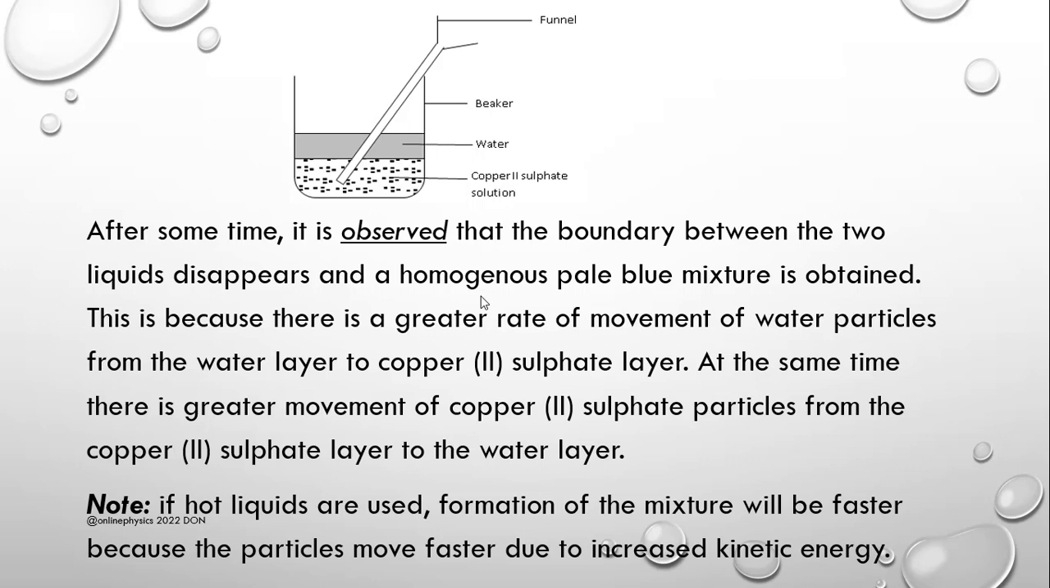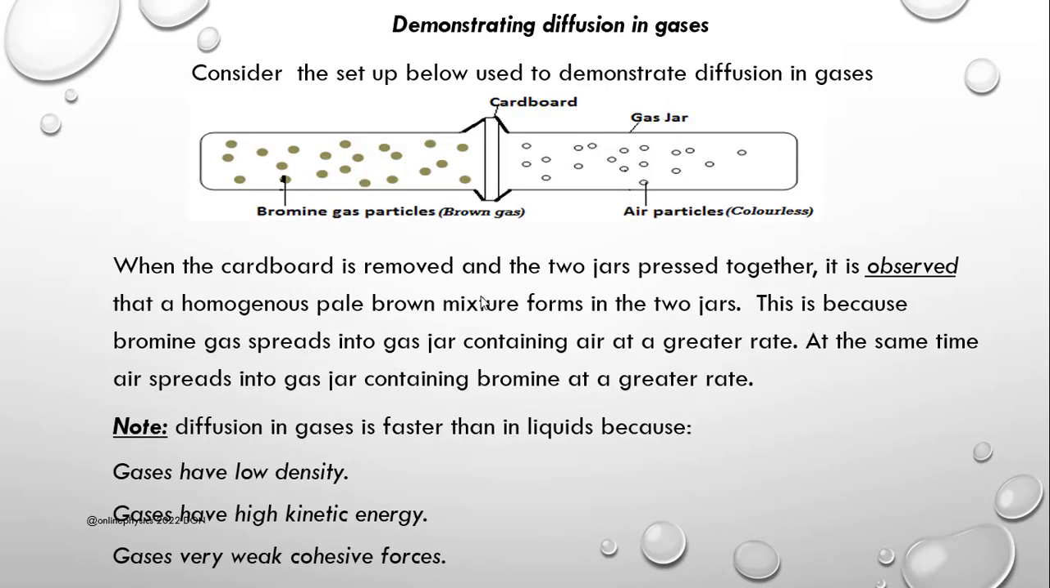If hot liquids are used, the formation of the mixture will be faster because the particles move faster due to increased kinetic energy. Remember, temperature increases the kinetic energy of particles. So we'll be having faster movement, hence a faster formation of the mixture due to the increased kinetic energy.